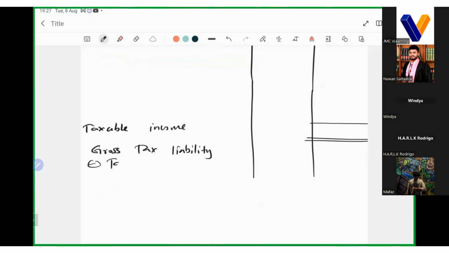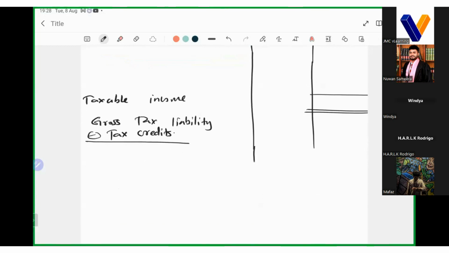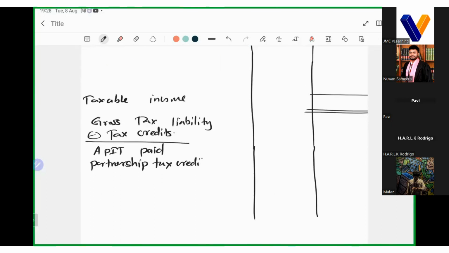Tax credit. Now you know there were three tax credit, right? Then what are those three tax credit available? Anyone? There were APIT pay. Then yes, partnership tax credit. Very good. Then WHT, withholding tax on interest.